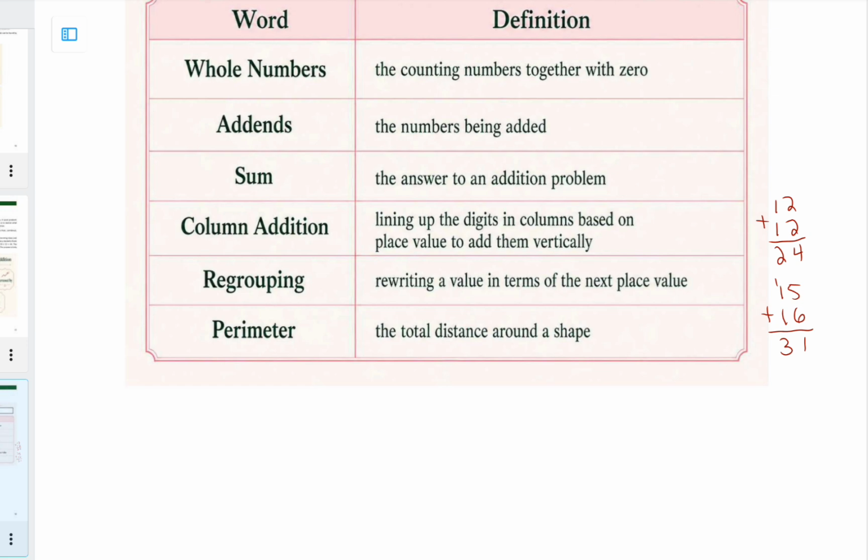regrouping. The perimeter is the total distance around a shape.